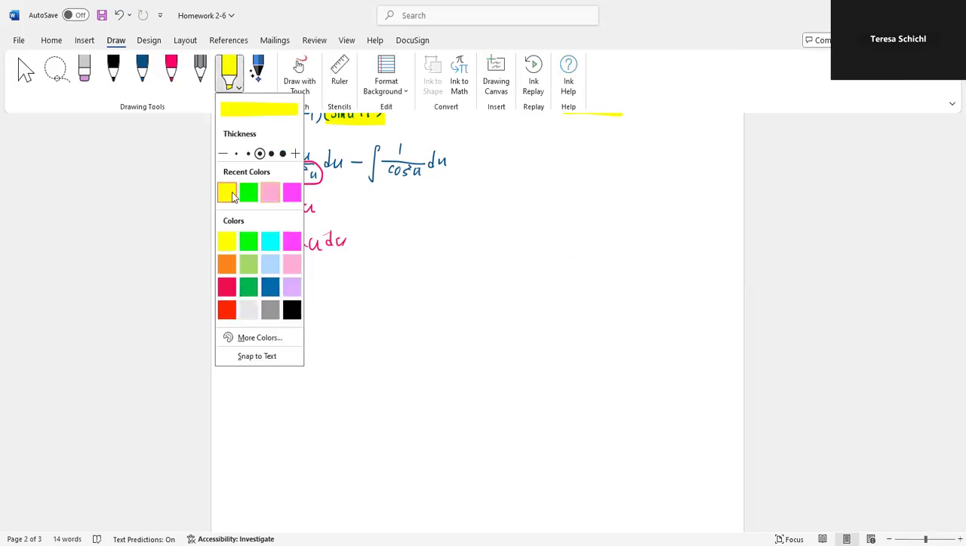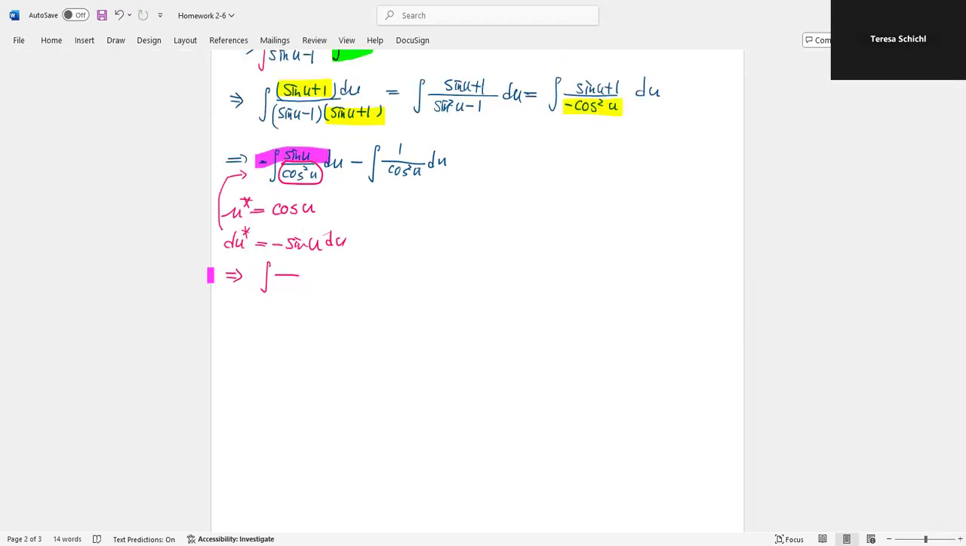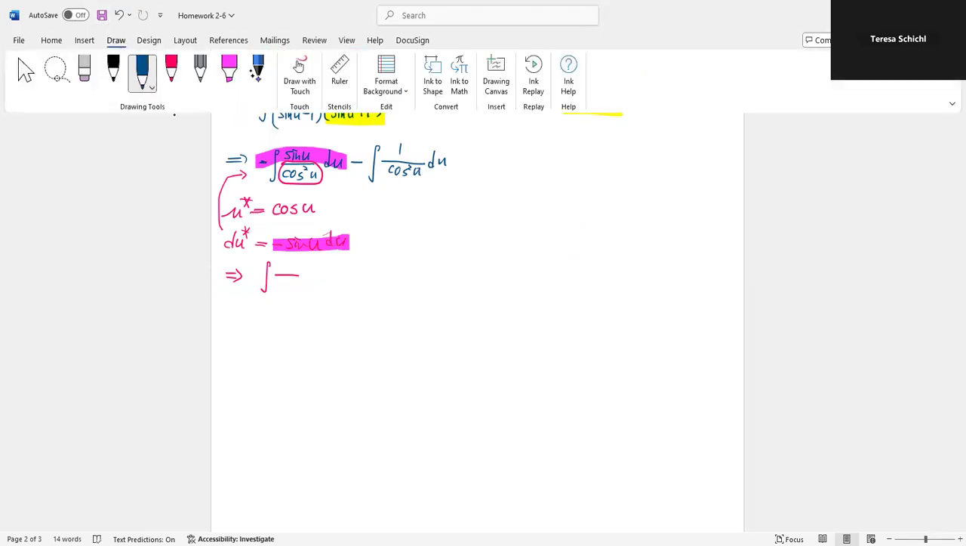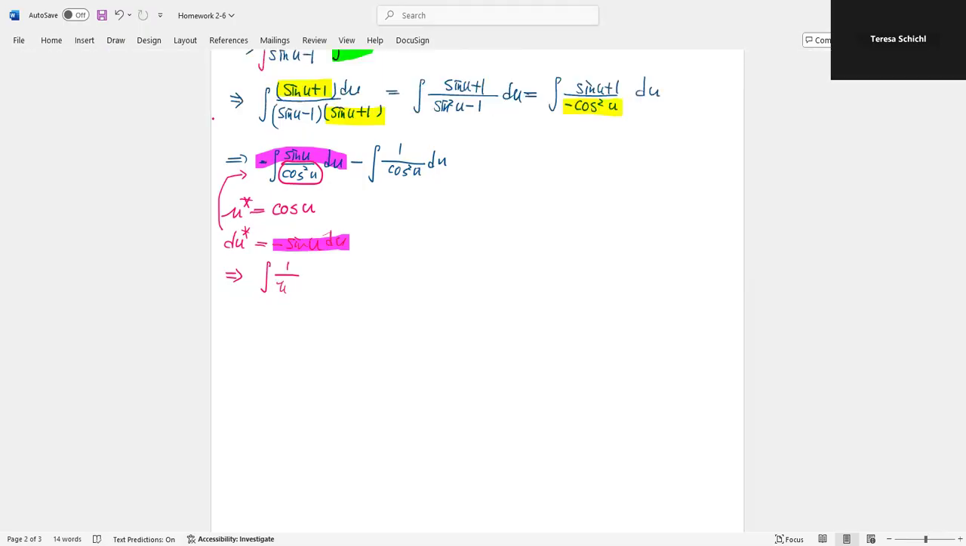Okay. So this one here is negative sine u du, negative sine u du. So it's du star. Okay. So now this one here is going to be 1 over u star squared, du star. Okay. Then this one here, this will be u to the negative 2 plus 1 over negative 2 plus 1.